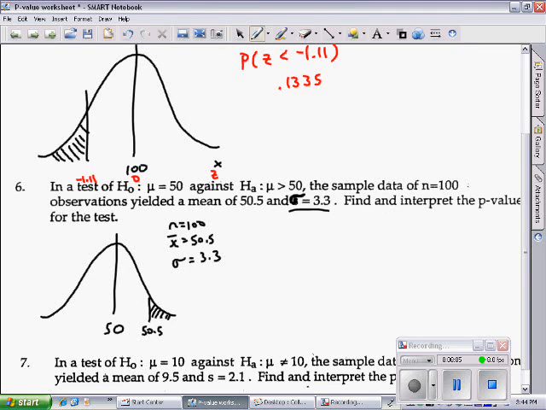So to find the p-value, I need to standardize it. I want to know the probability I would get an x bar bigger than 50.5. So I standardize that: 50.5 minus 50 over 3.3 divided by the square root of n. Try that on your calculator.